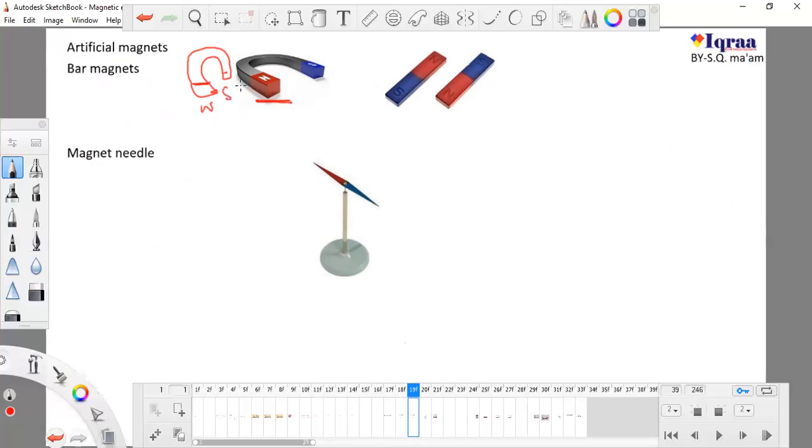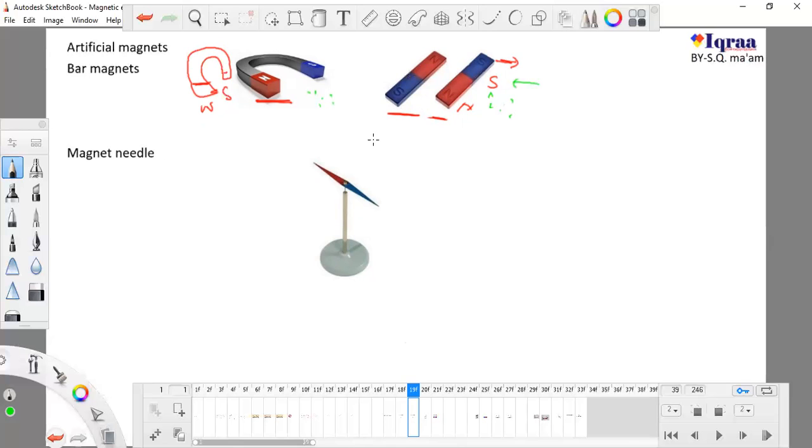Don't be judgmental about my drawing, because sometimes it is very difficult to write digitally. And this is a bar magnet. It has a north pole and a south pole. So these are our magnets. Now these magnets can attract iron. I just put some iron flakes and these iron flakes will get attracted by these magnets.